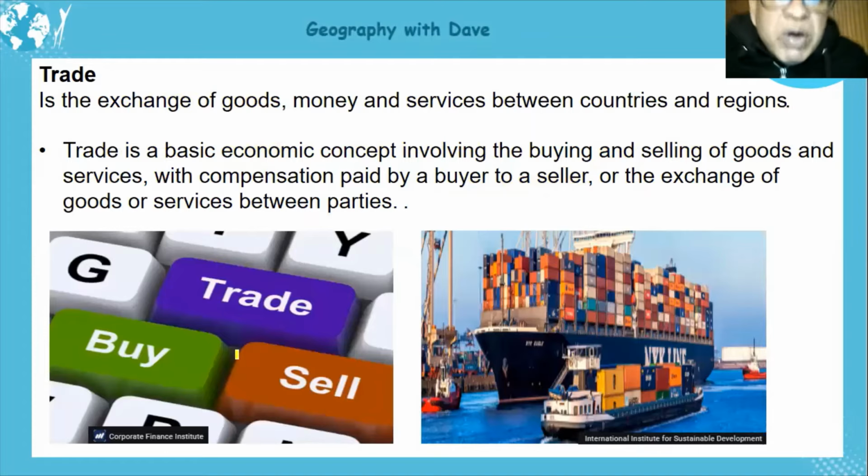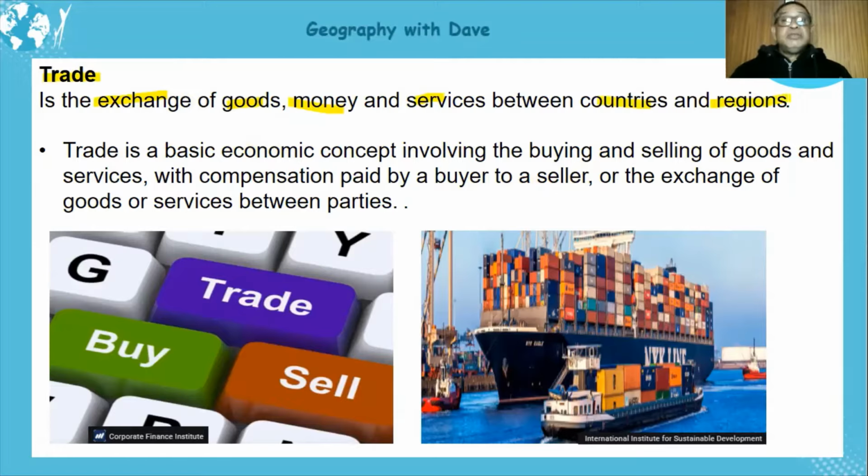Then, according to the guideline, we are also going to look at trade. And once again, I always like to define the concept because it gives us a better understanding of the other related issues to trade. So let's look at any concept for that matter. Let's look at what is trade. It is the exchange of goods, money, services between countries and regions.